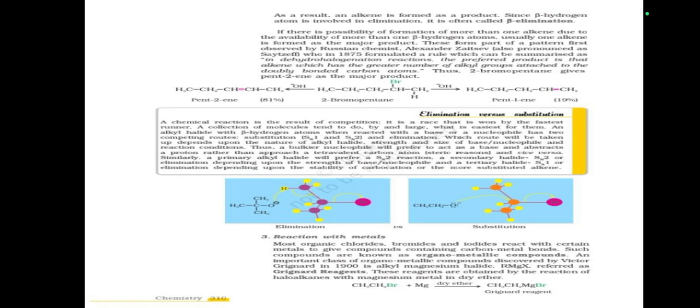Which route will be taken depends on the reaction conditions. Thus, a bulkier nucleophile will prefer to act as a base and abstract a proton rather than approach a tetravalent carbon atom, because of steric reasons, and vice versa. Similarly, a primary alkyl halide will prefer an SN2 reaction, a secondary halide SN2 or elimination depending upon the strength of the base or nucleophile, and a tertiary halide SN1 or elimination depending upon the stability of the carbocation or the more substituted alkene.